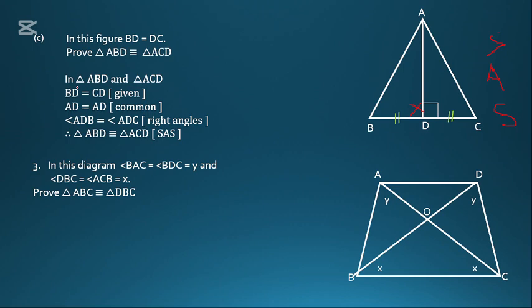So, we start. In the same story, in triangle ABD and ACD, BD is equal to CD, right? And it's given to us. AD is equal to AD because it belongs to both triangles. Reason, common. And lastly, angle ADB is equal to angle ADC, right angles. For that reason, triangle ABD is congruent to triangle ACD. Reason, side, angle, side.